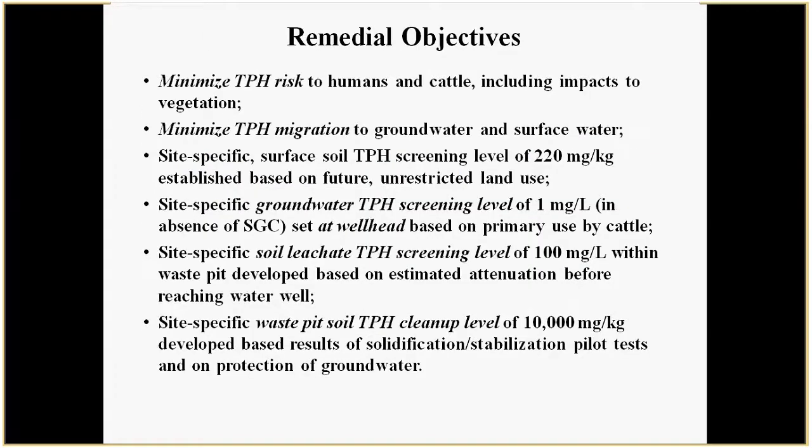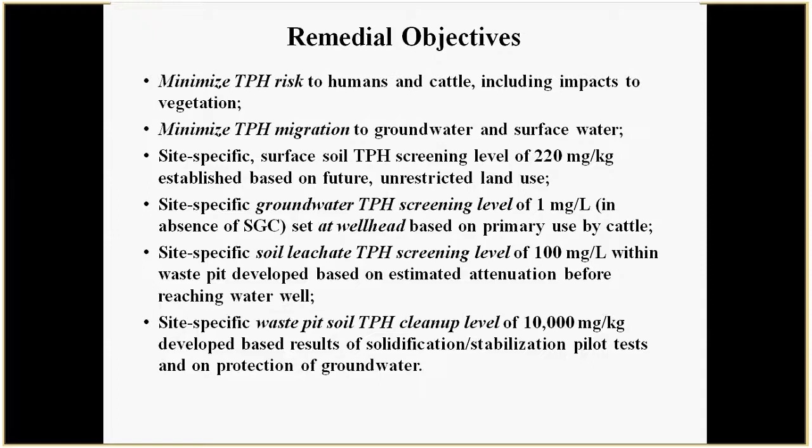This was a really interesting addition to this case study, the remedial objectives. And again, this is all based on a real case that our colleague from Texas and ITRC group wrote up for this case study. So the main goal was to minimize TPH risk to humans and cattle, including impacts to vegetation. Also minimize TPH migration to groundwater and surface water. And so in this case, they developed a site-specific surface soil TPH screening level, 220 ppm, not really site-specific. It's like the default we use here in Hawaii. But that was applied to the site.